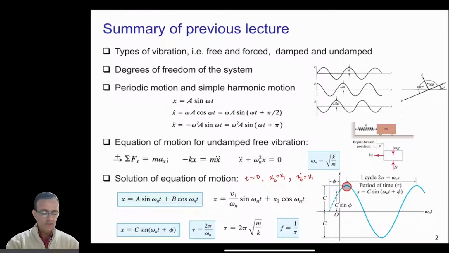And we can see that one cycle is the distance from this position to this position here. So this is our one cycle, which is obviously equal to 2 pi radians, and which is omega n tau. So from here again we can calculate this tau, which is the time period. So this was the summary of the previous lecture, and you can watch the videos in full detail.